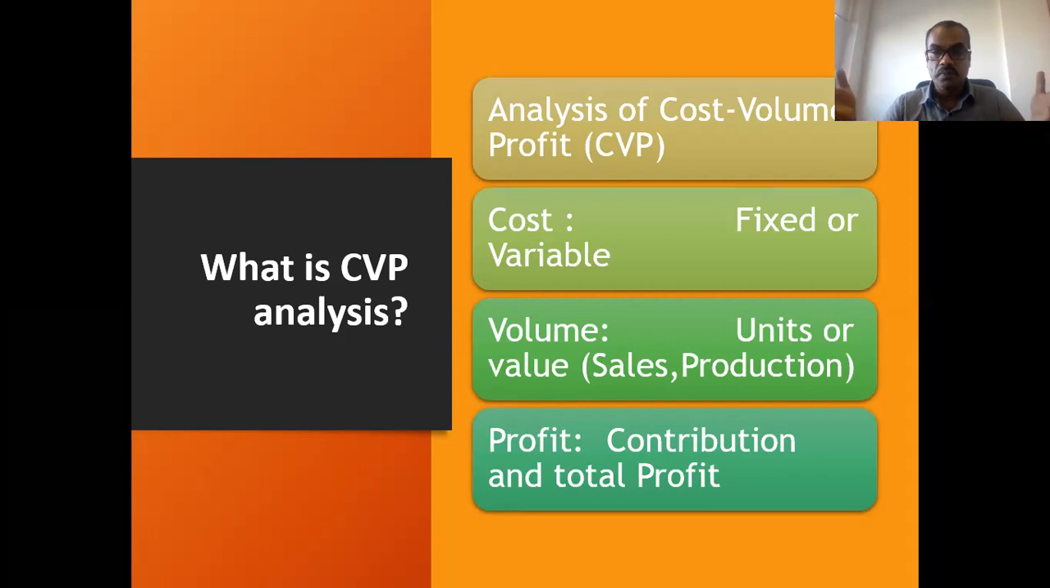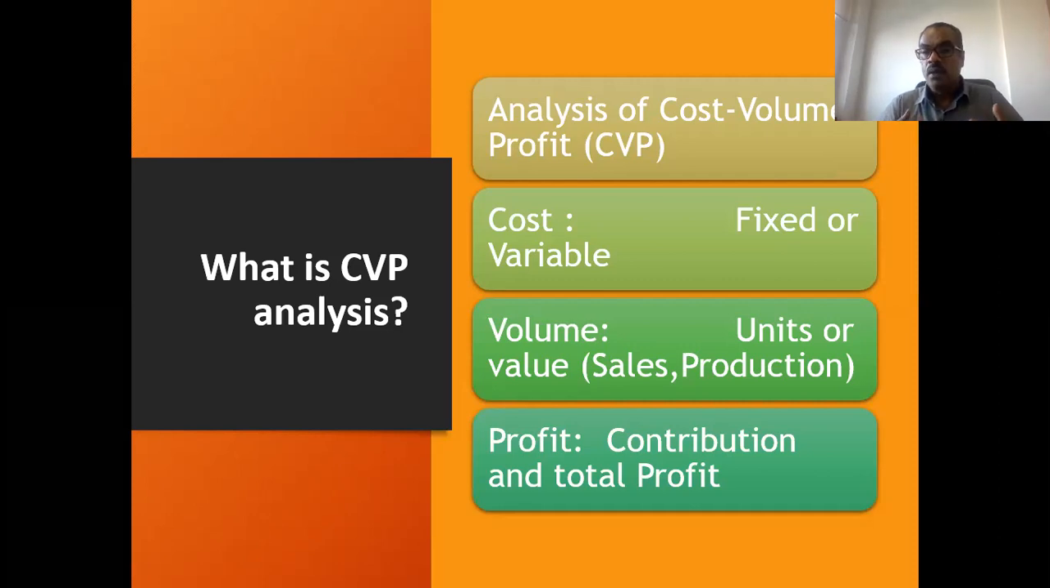Volume. What is meant by volume? It could be anything. But for CVP analysis, volume would be either units or value. Maybe the sales units, production units, the number of services, the number of activities, or number of trips, likewise. You may find out the nature of that particular operation. No matter how it is, it has to be identified as units.